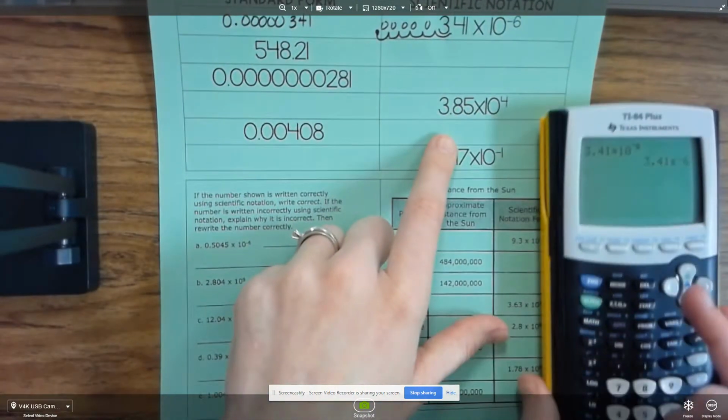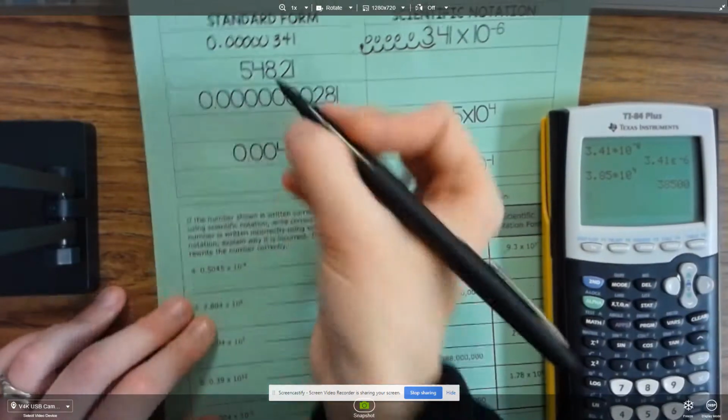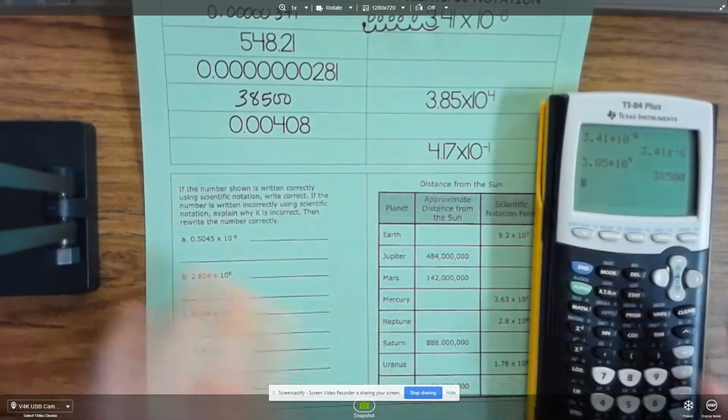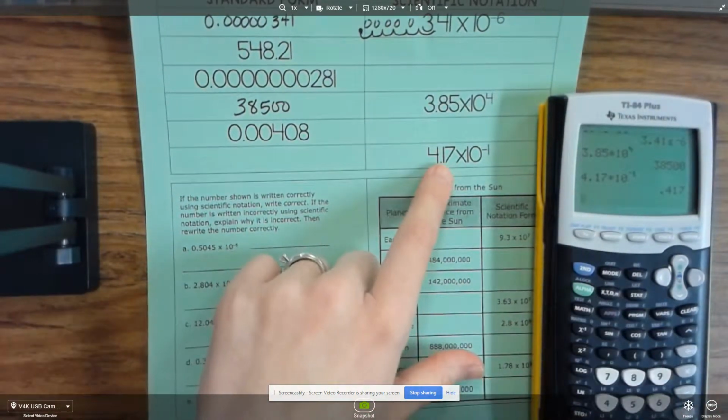So let's do this other one that's already in scientific notation. And that one worked for me. So that one is 38,500. And then this one worked as well.